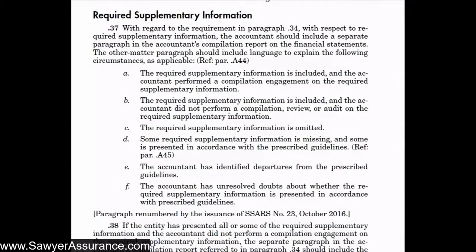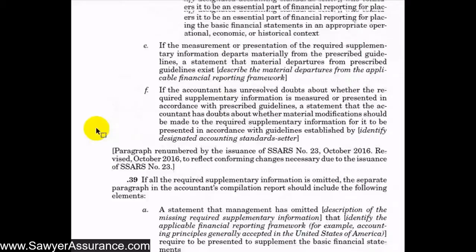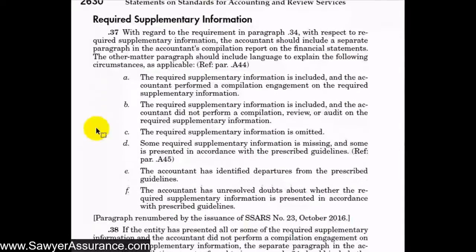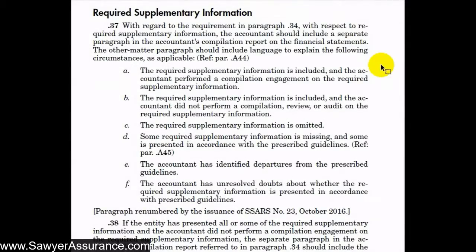Okay, so now we're back in the requirements in ARC section 80.37 through 39 as it relates to how we should modify our accountant's compilation report when there is required supplementary information included with the financial statements. And it says that we should include a separate paragraph in the accountant's compilation report when there is required supplementary information, and that other matter paragraph should include language to explain the following circumstances when they apply to us. So we need to make a paragraph similar to the last video, where we discussed the inclusion of supplementary information, and we should also modify that paragraph as these different situations occur.